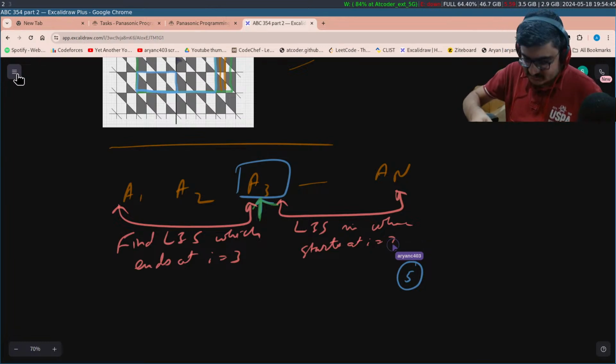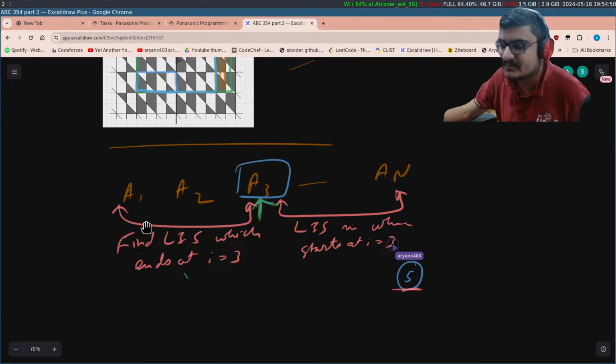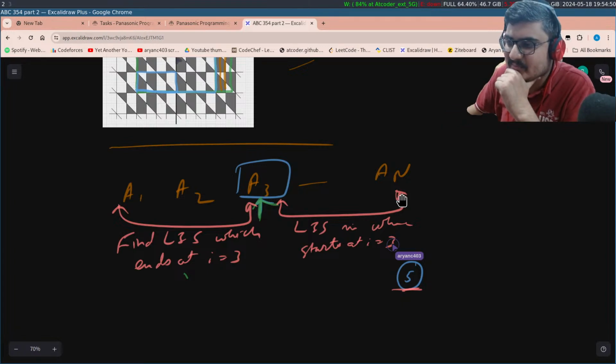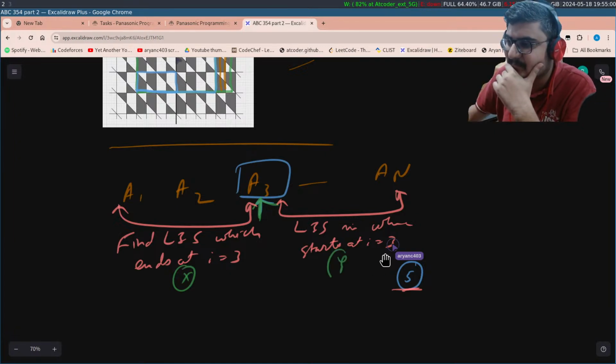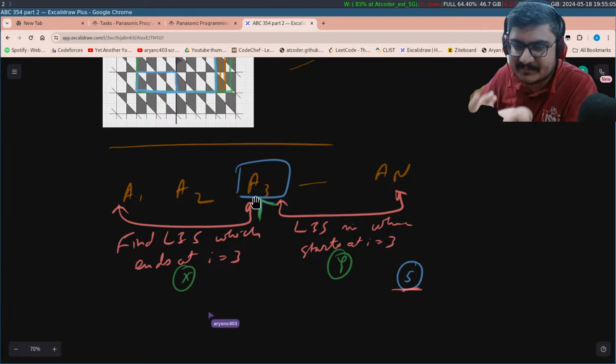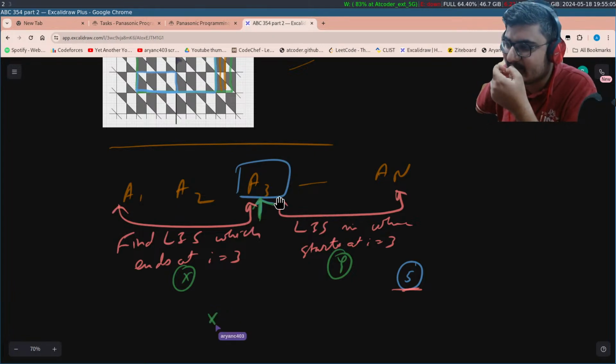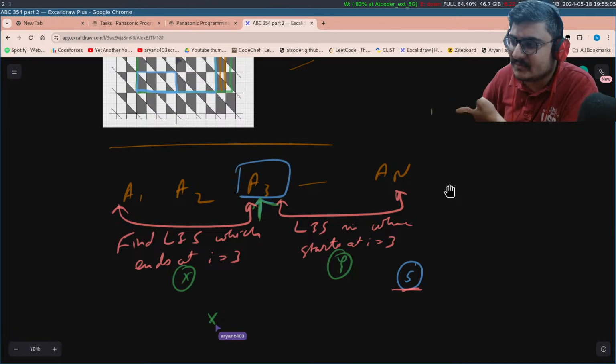I will probably use mouse for timing. My idea was, we have this sequence A1 to N. We want to see whether A3 exists in one of the possible LIS. So let's say the longest possible length of LIS for the complete array is 5. Then I look at first the length of the longest increasing sequence which ends at 3 in the prefix part. And I also look at the longest increasing length which starts at 3 in the suffix part.